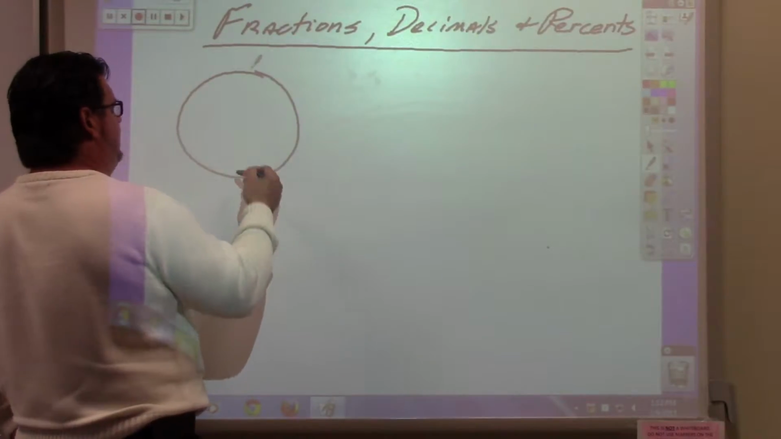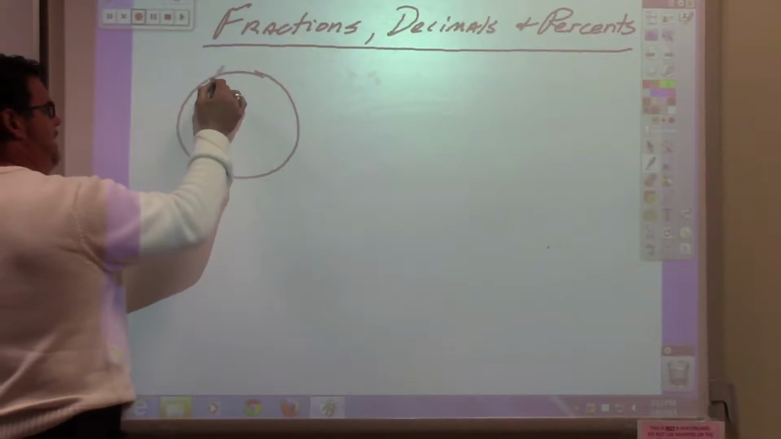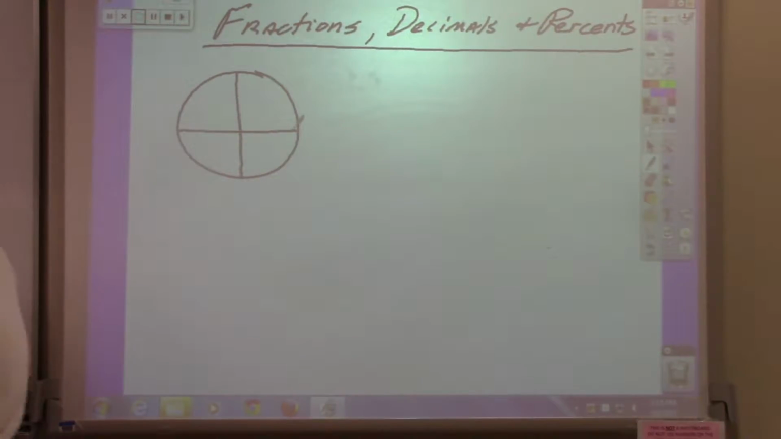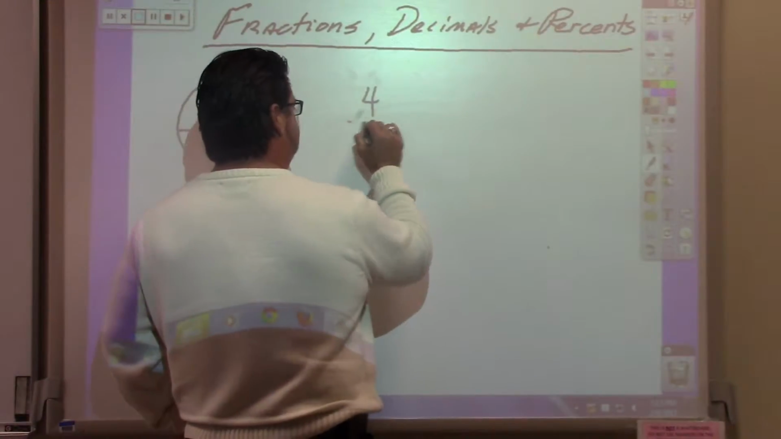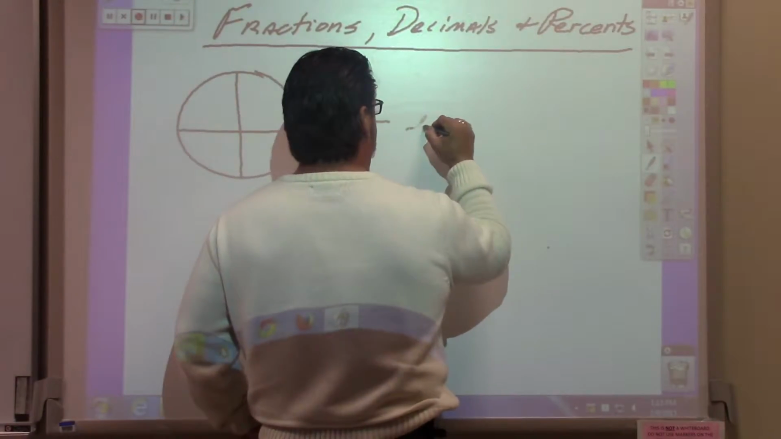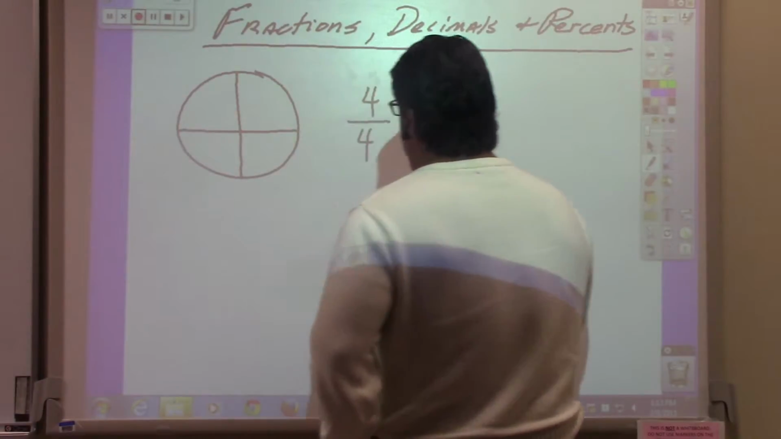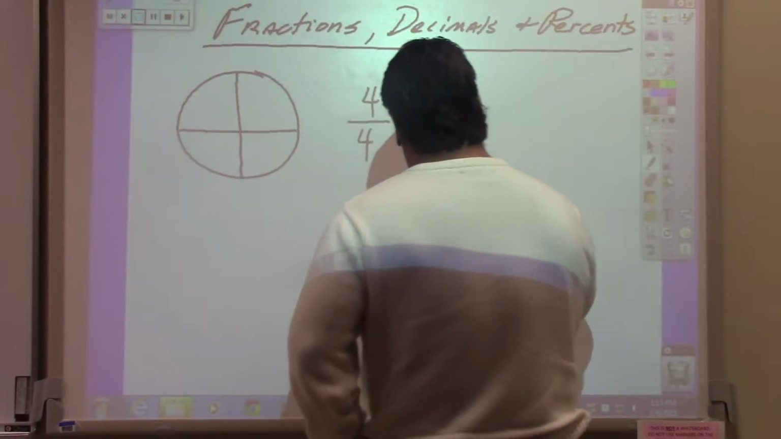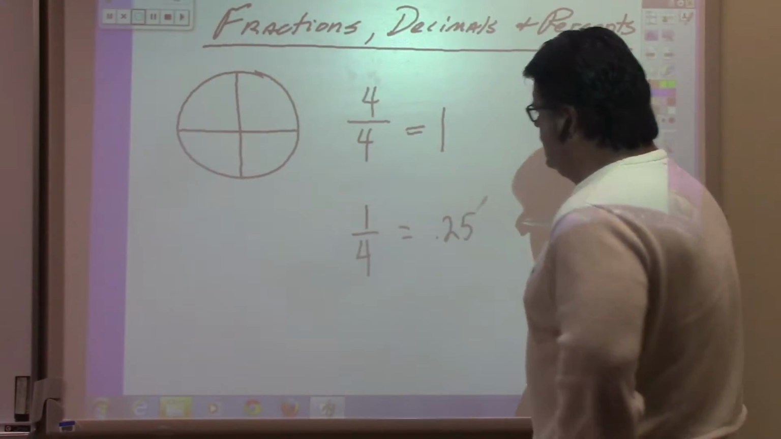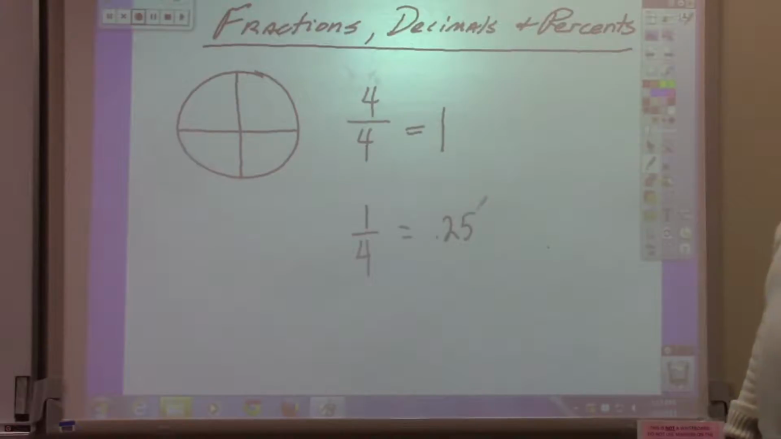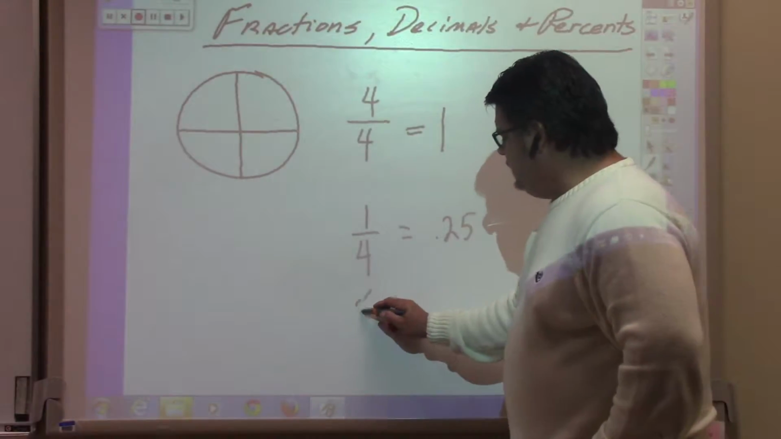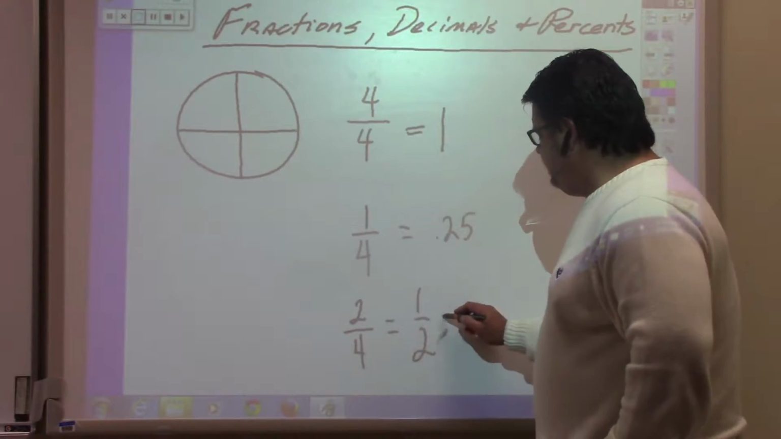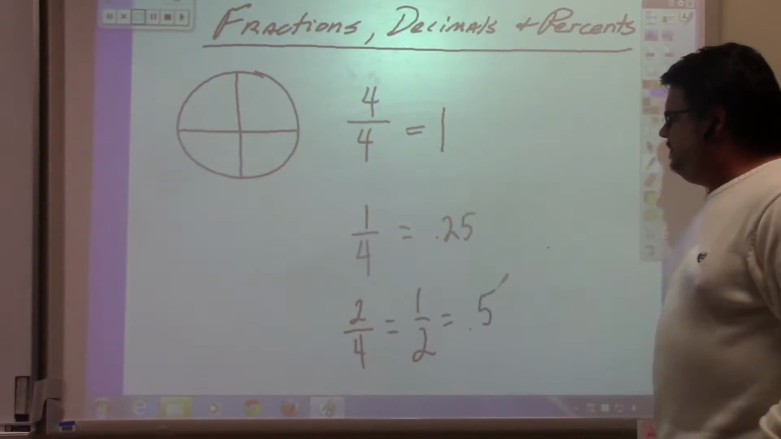Of course, a fraction. If I have a pizza, and I divide it into 4 sections, then 4 out of 4 make up the whole. If I eat one piece, I've eaten a quarter, which is 0.25. If I eat 2 pieces out of the pizza, I've eaten 1/2, or 0.5.